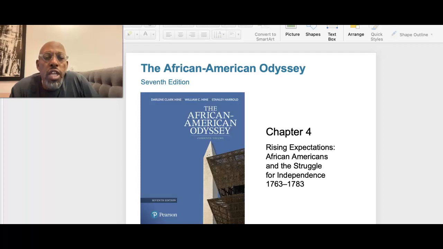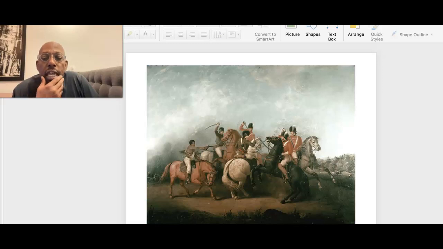All right. So chapter four is where we are this week: Rising Expectations, African Americans in the Struggle for Independence, 1763 to 1783. First off, here you see an image. African Americans actually fought on both sides of the U.S. War for Independence. This is a 19th century painting of a black patriot who aims his pistol at a British officer during the Battle of Cowpens, fought in South Carolina in 1781.